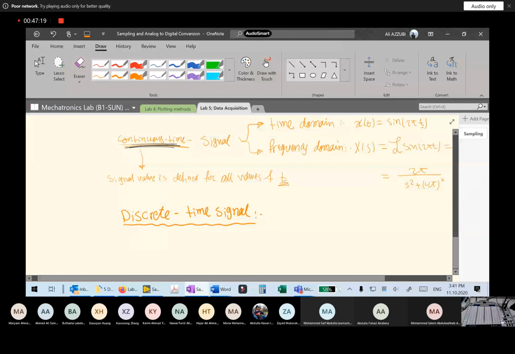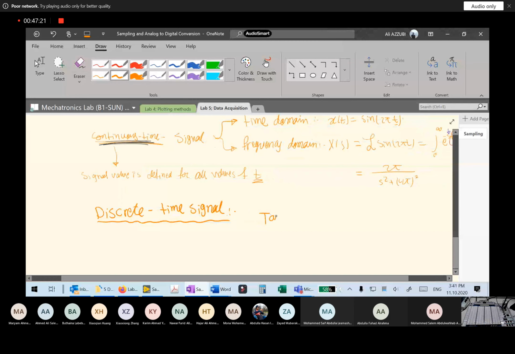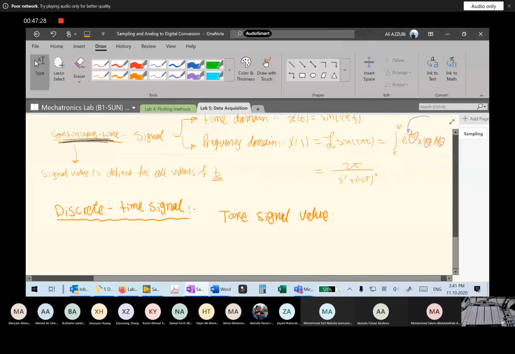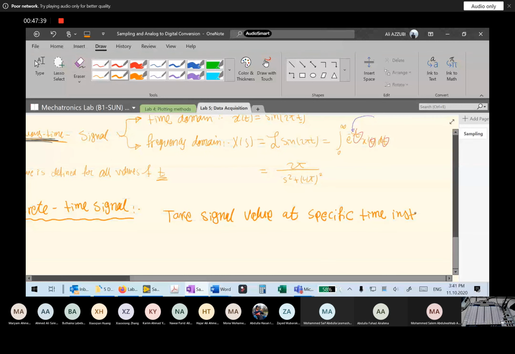So discrete time, you take the signal value at a specific time instance.